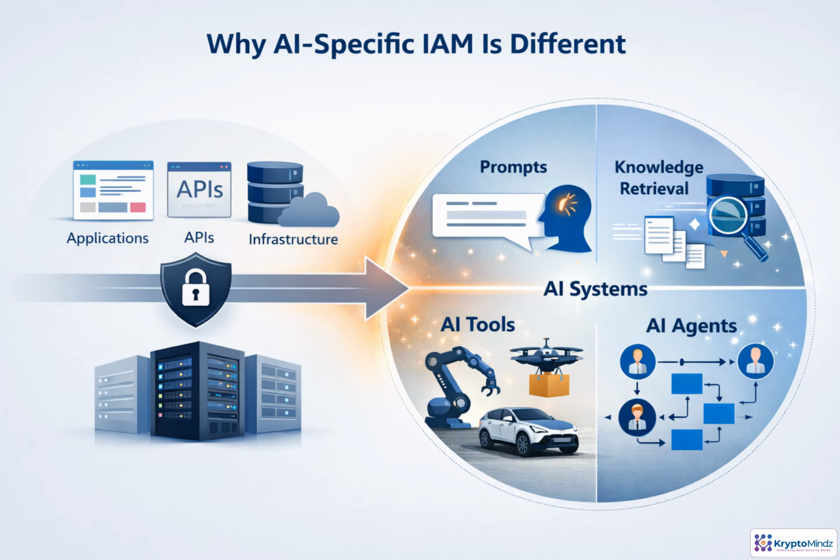Traditional IAM asks, can this user reach this app, API, database, or server? AI IAM has to go further. Can the user influence the prompt? Can the model retrieve sensitive knowledge? Can a tool take action, such as sending money or changing a record? Can an agent chain steps together? Authorization now has to protect both information and actions, while limiting leakage, overreach, unsafe automation, and privilege escalation.